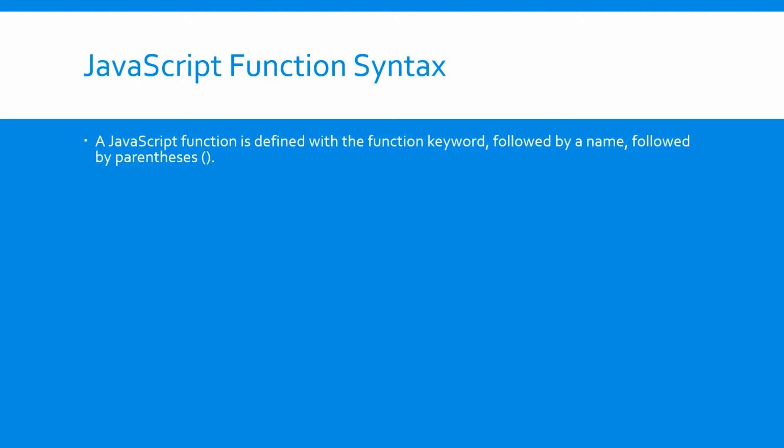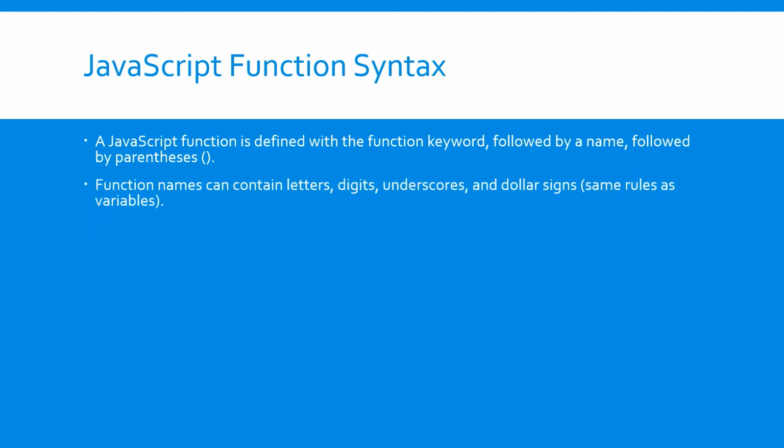A JavaScript function is defined with the function keyword, followed by a name, and followed by parentheses. A function name can contain letters, digits, underscores, or dollar signs. The same rules as for declaring a variable name apply. All the rules of declaring a variable or identifier are used for the function name also.